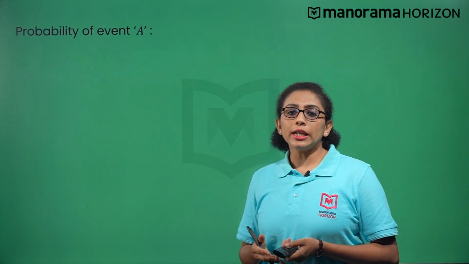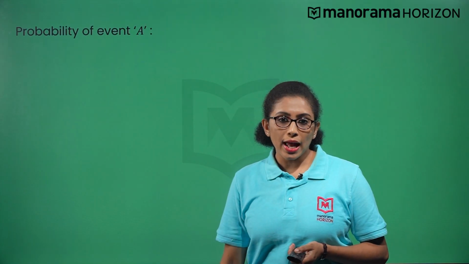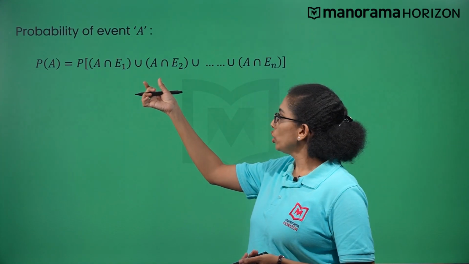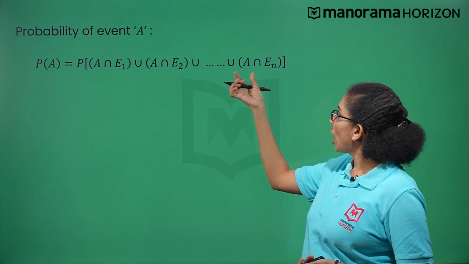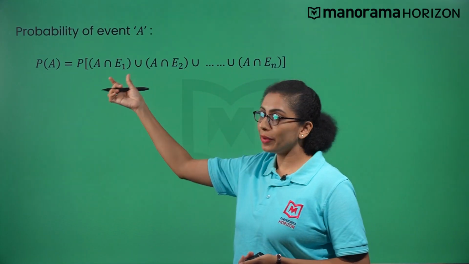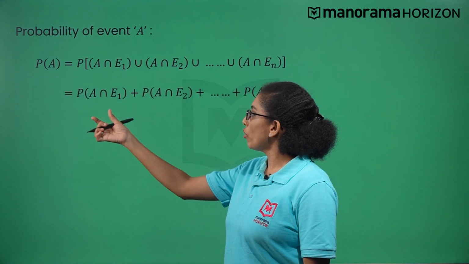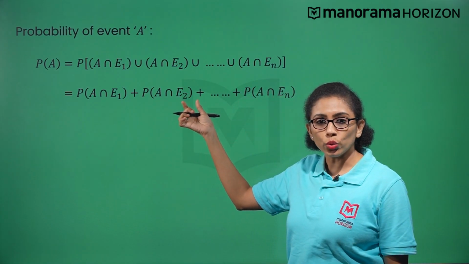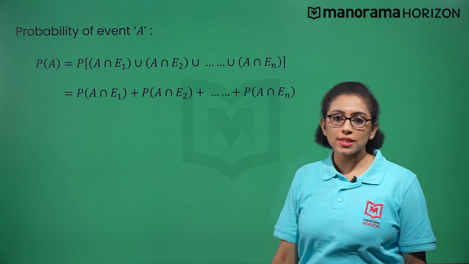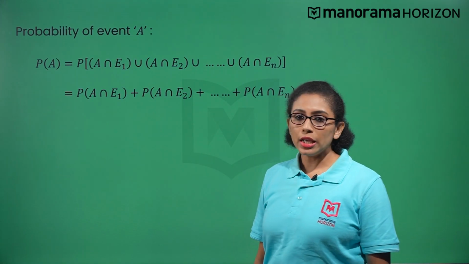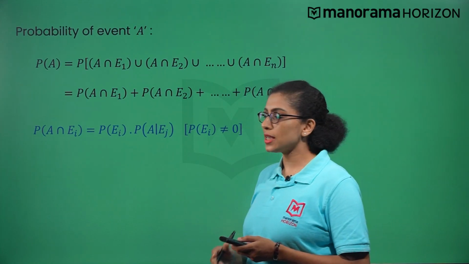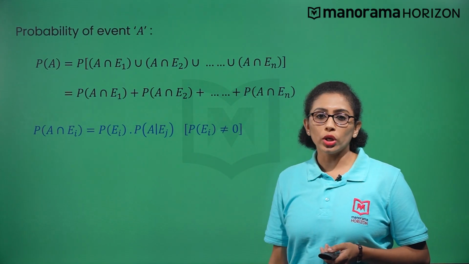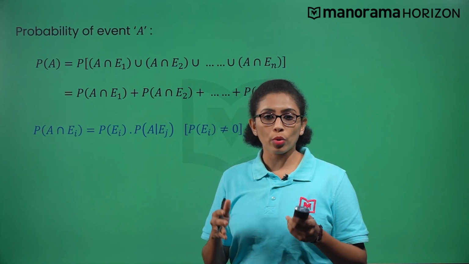So, the probability of event A is calculated as P(A) = P((A intersection E1) union (A intersection E2) union up to (A intersection En)). Taking P inside, we get P(A intersection E1) + P(A intersection E2) and so on up to P(A intersection En). Again, this can be written as P(A intersection Ei) = P(Ei) P(A|Ei), where P(Ei) is not equal to 0, by the multiplication rule of probability.